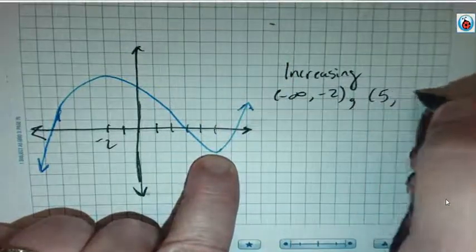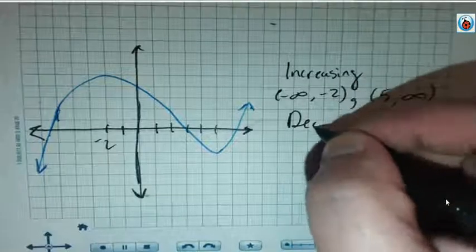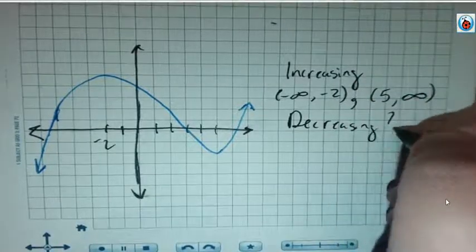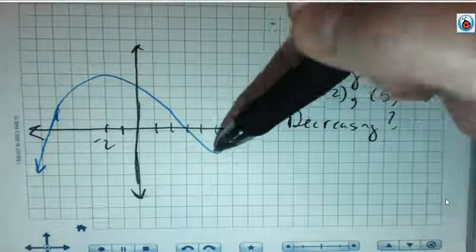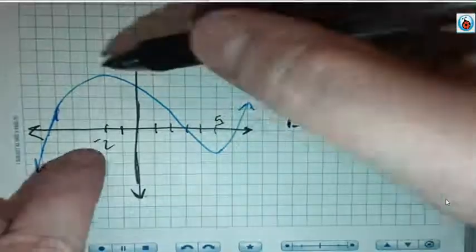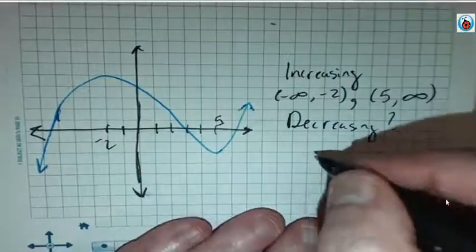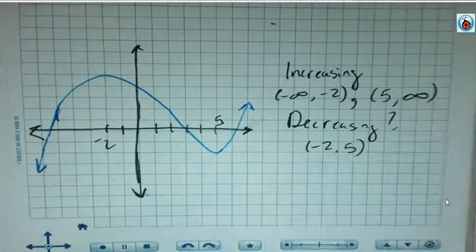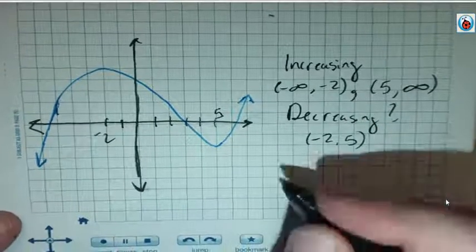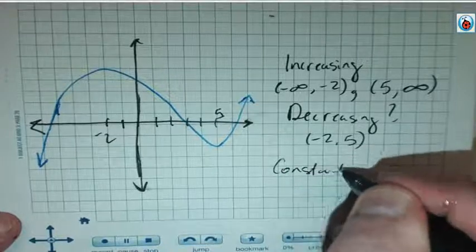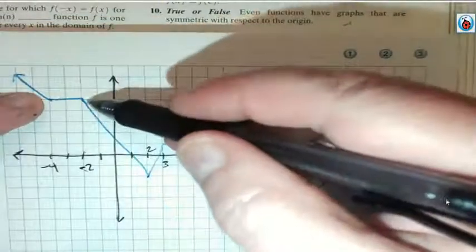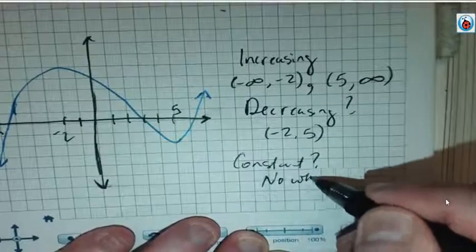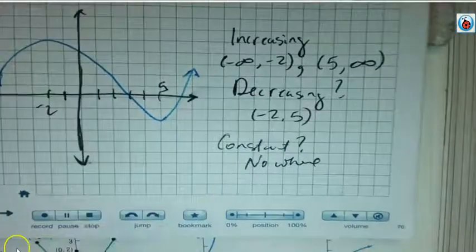So after I get past 5, where is it decreasing? Is it decreasing anywhere? Well, when I move left to right, I'm going downhill on this section of the graph. And this happens when x is between -2 and +5. And nowhere else. And then finally, is it constant anywhere? No, I don't have a horizontal here. That's what we need for constant, a horizontal. So it's nowhere constant. Okay, I'm going to end the video.